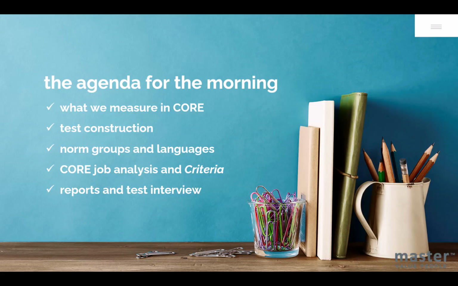But let's get started. Today we'll cover the following: what we measure with Core and what type of test design it has. This can be important for you to know. What norm groups and languages we have available. We'll also talk a bit about core job analysis and criteria, how to create them in the easiest way. And finally, we'll cover reports and the test interview at the end. But let's start with what Core is and what it measures.